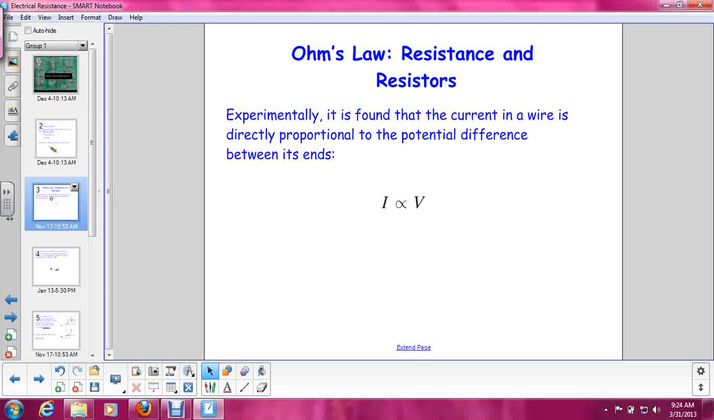So now, when we test a circuit that has current flowing through it and it's connected to a potential difference, it's found that the current flowing through that wire is proportional to the potential difference between the two ends. And this makes sense, right? If we plug a car battery up to a circuit, we are going to get more current through that circuit than if we used a 1.5 volt AA battery. The more voltage we have, the higher the current.